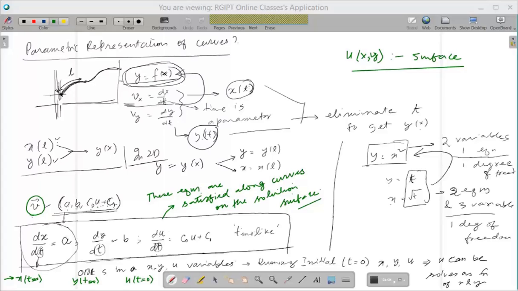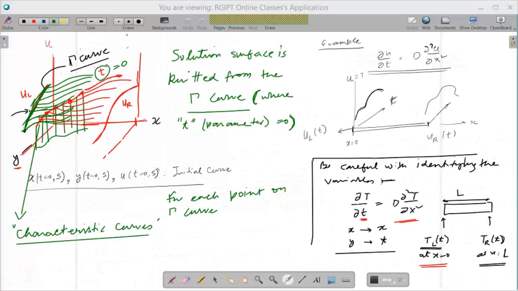So you see, essentially what I want is, you give me x and y, and I should be able to tell you what the value of u is. If you give me any x and y, I can look at this solution surface, which is formed by assembling these characteristic curves, and that will be our solution surface.